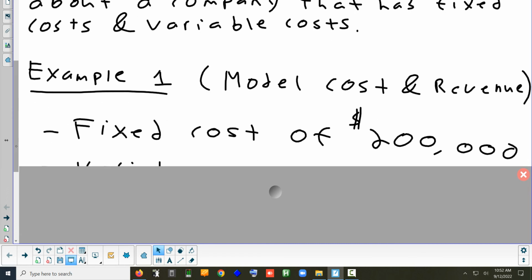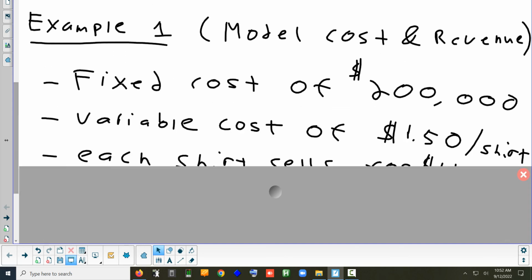So this company has a fixed cost of $200,000. So maybe that was the cost to buy the equipment. Once they own the equipment, it doesn't matter how much they use it. They paid $200,000, now they own it. So that's the fixed cost.